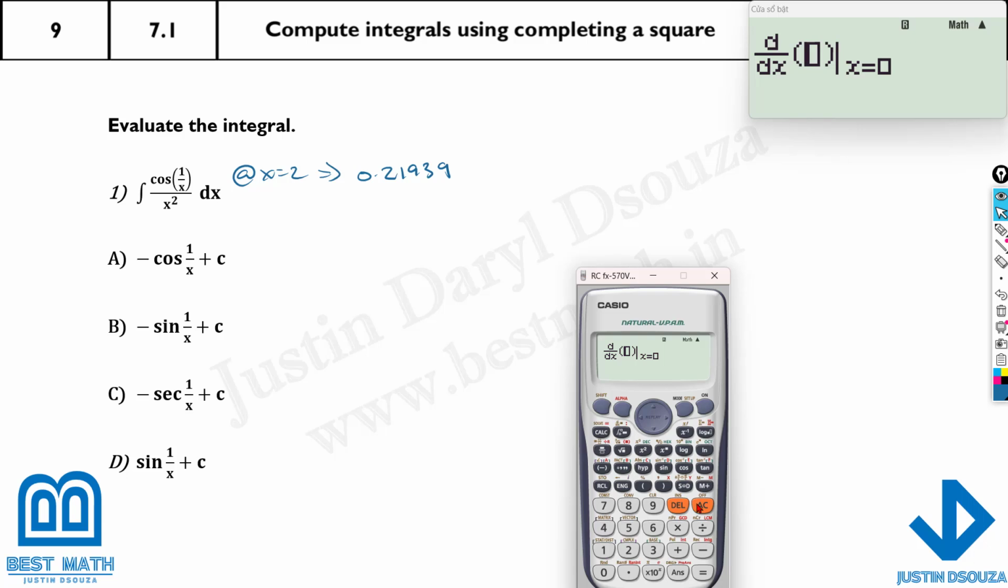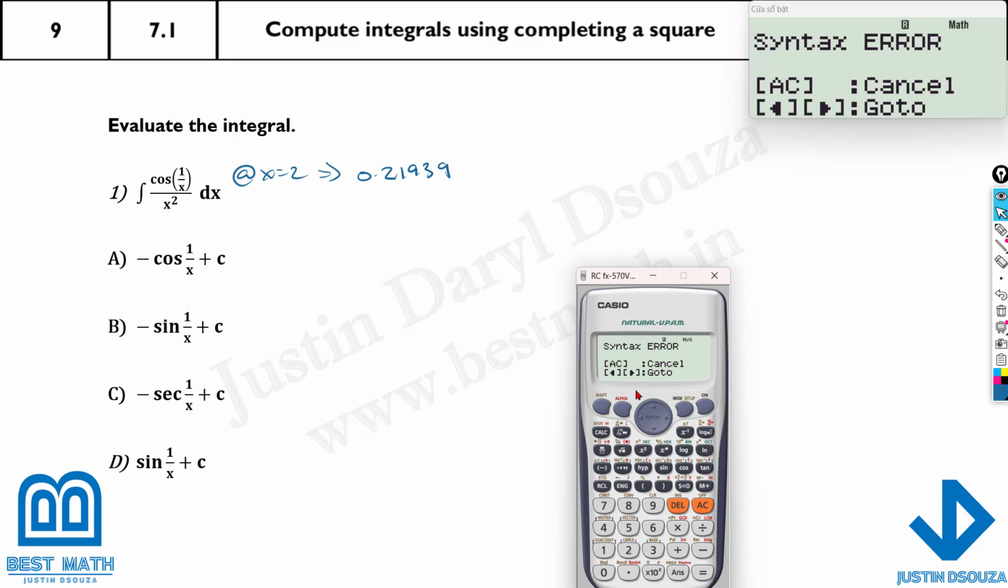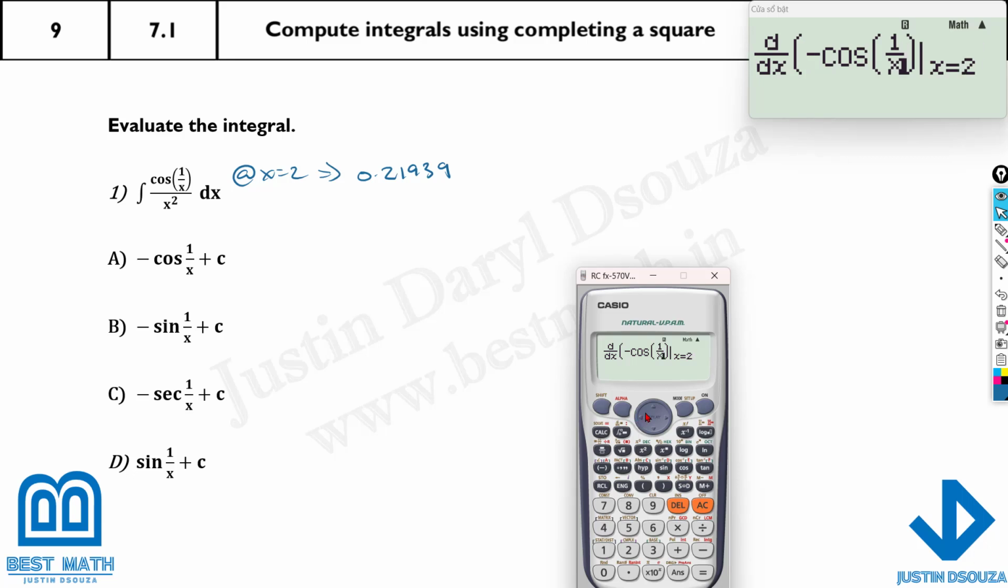Shift dy by dx. What happens? Minus cosine 1 by x. Close the bracket. See, now here, very important to close the bracket. If you don't close the bracket and I just type x is equal to, you'll get syntax error. Here brackets are not closed. You're open twice, but only once it is closed. So you need to close it properly. No need of typing c, because c is a constant and derivative of any constant is 0. So here this is not the correct answer. So let's go next. Minus sine 1 by x plus c. Here this is the correct answer. Now let me just go to the next one.